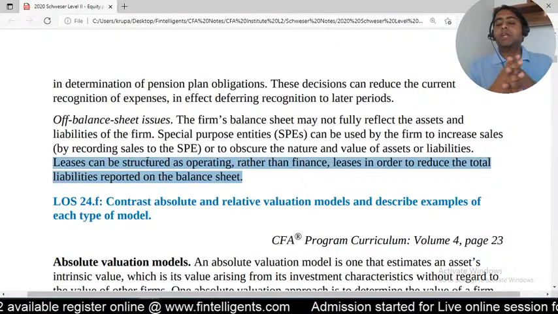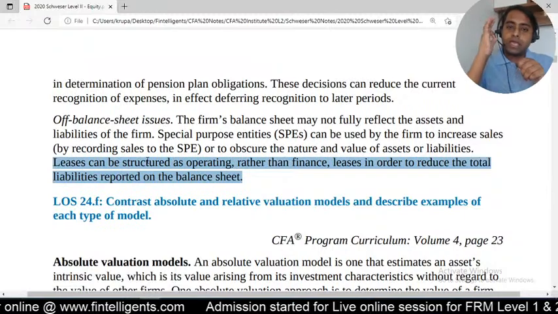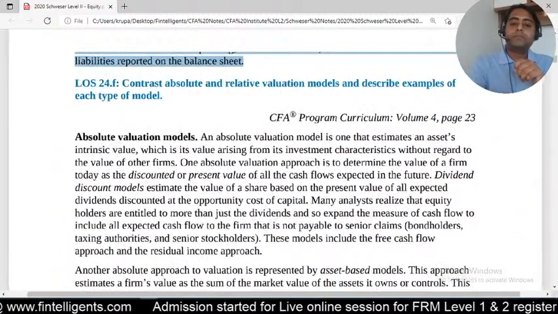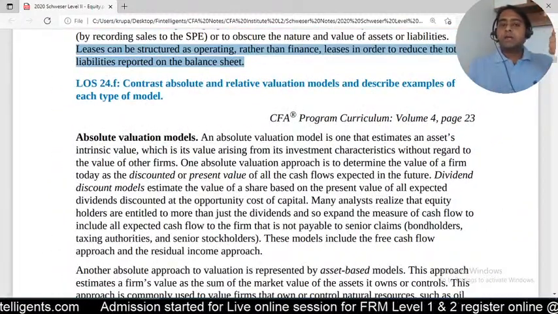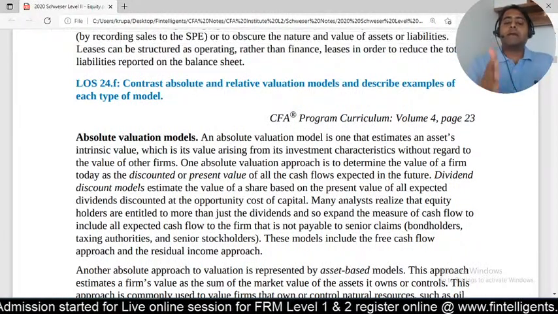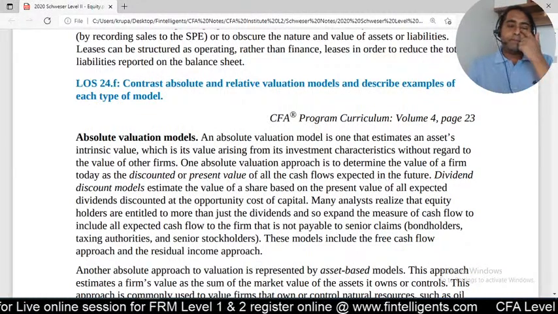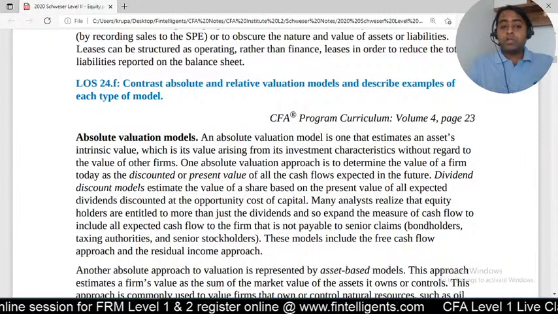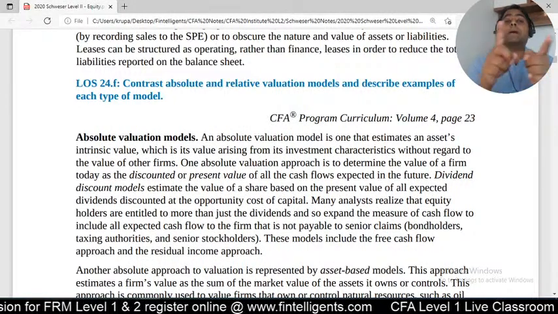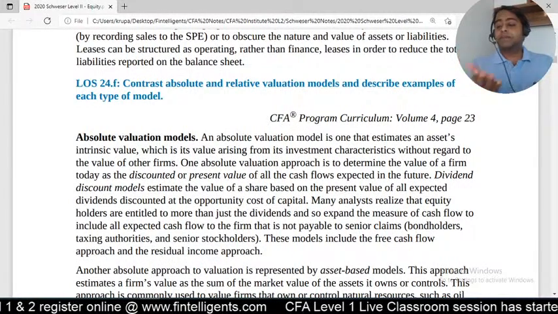So we are moving to the next learning objective, which is learning objective 24.F. What is the heading? Absolute and relative valuation. What is absolute valuation? I am going to do a valuation of this company only, looking at their numbers. But when I am looking at relative valuation, whatever valuation I am doing for a company, I am going to compare it with some other company's price. That is where I am going to look at relative performance.